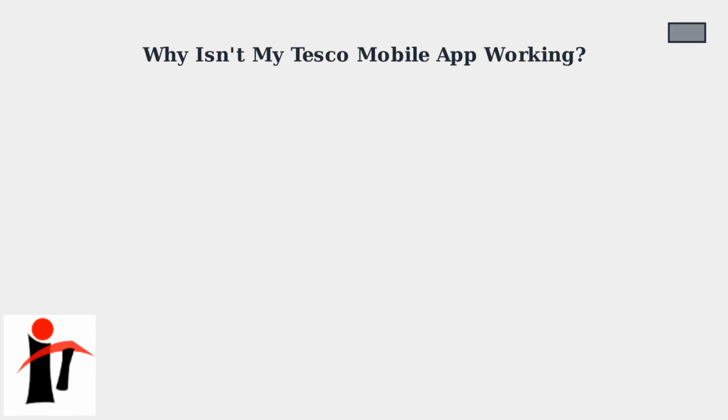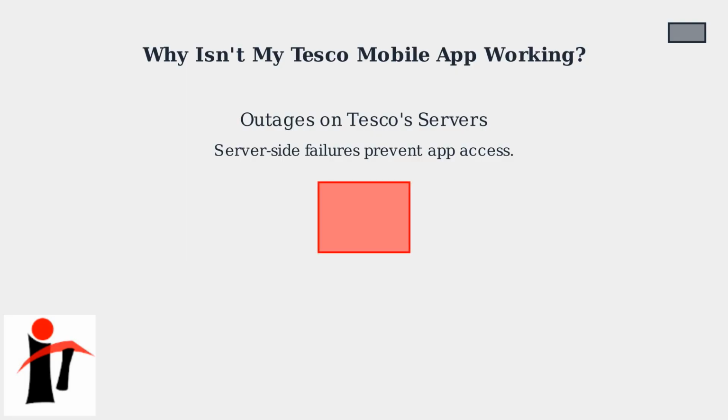Experiencing issues with your Tesco Mobile app on your iPhone or Android device? You're not alone. Problems often stem from a few key areas: outages on Tesco's servers, outdated app versions, or data corruption within the app itself. Outages on Tesco's servers can cause widespread issues. These often happen due to high traffic or technical problems, making the app temporarily inaccessible.